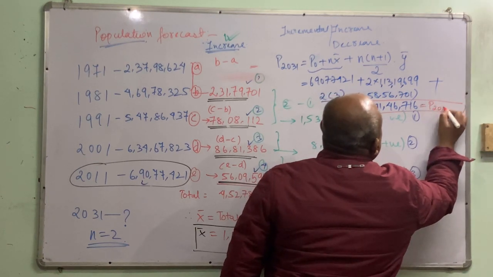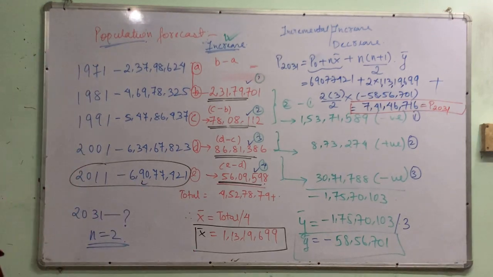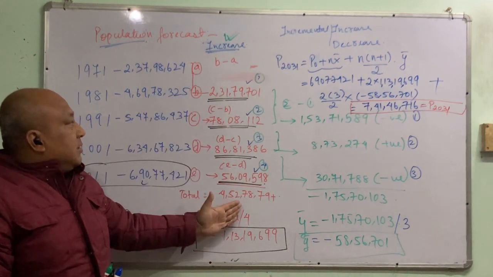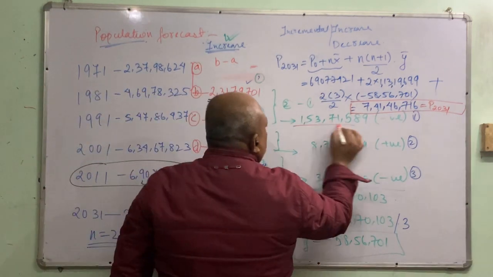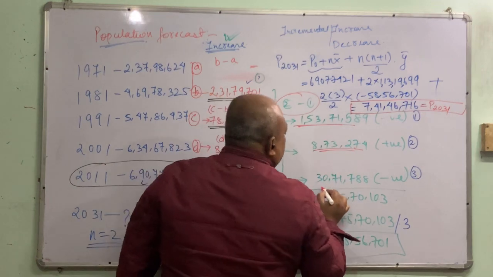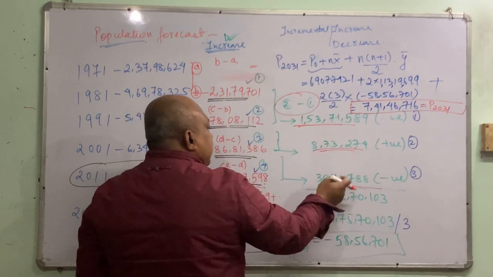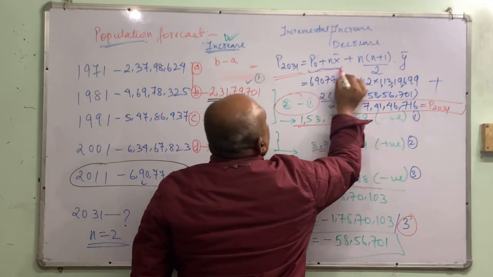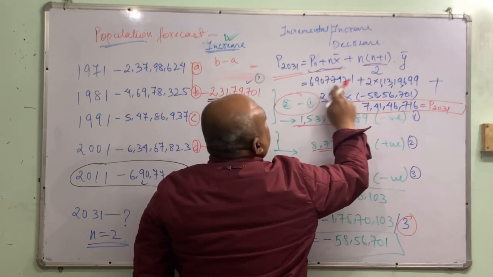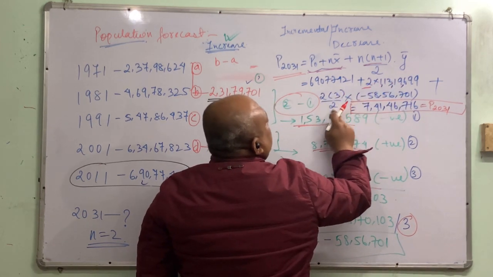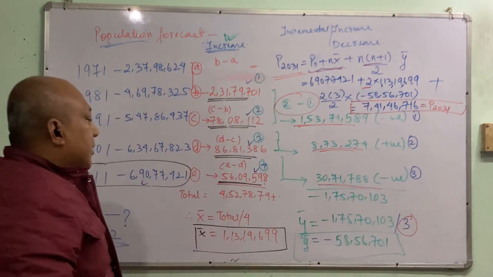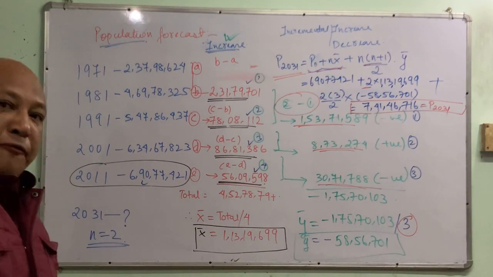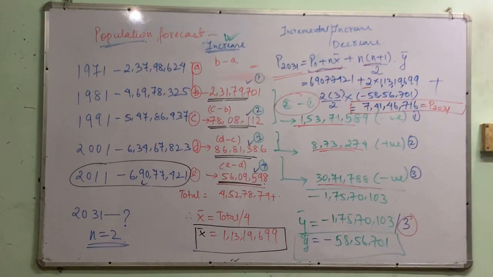This is P 2031. So I have solved 3 equations. Am I correct? Let me remind again. To solve this problem, first we have to find the increase method. The formula is 2 minus 1, and this sum of 3 may be positive or negative, divided by 3, and you will get y bar. And this is the formula. So P naught plus n into x bar plus n into n plus 1 by 2 into y bar, you get this population. Okay, so by using 3 techniques, I have solved the population forecast: arithmetic, geometric, and incremental increase method. Fine.